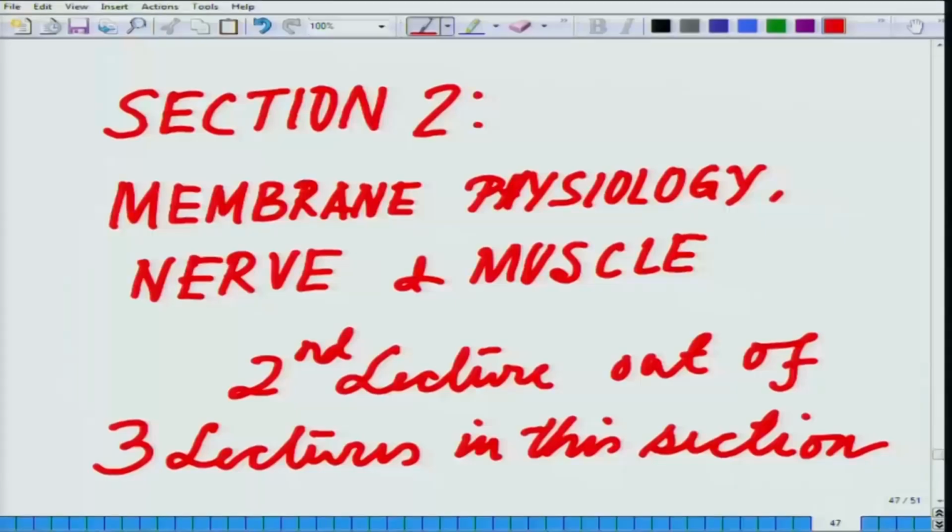In this section 2, where we started with membrane physiology of nerve and muscle, we designated to have 3 lectures. So, we are done with the first lecture, where we talked about the lipids which are present in the membrane and the classification of the lipids and few other details. Today, in the second lecture of this section, we will be talking a little bit about the structure of the membrane and the techniques which are being used.